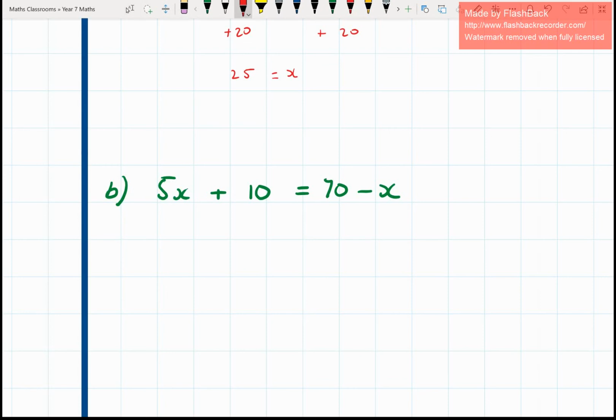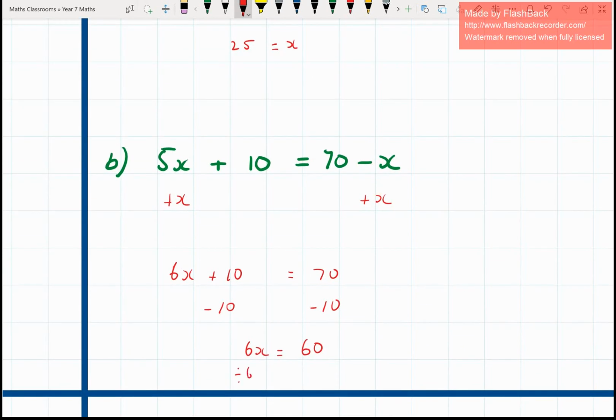Okay, so it's a little bit tricky, but I've got a minus x, so I can plus x to both sides. And that's going to give me 6x plus 10 equals 70. And then I can subtract away 10 from both sides, and I've got 6x equals 60. And then we're going to divide both sides by 6. And that gives me an answer of x equaling 10.